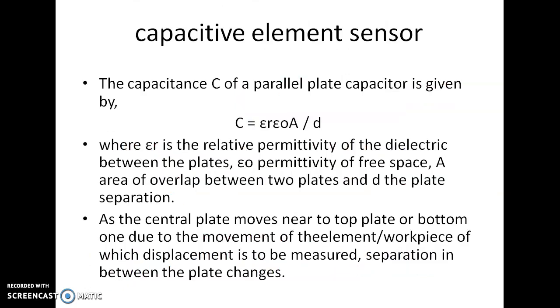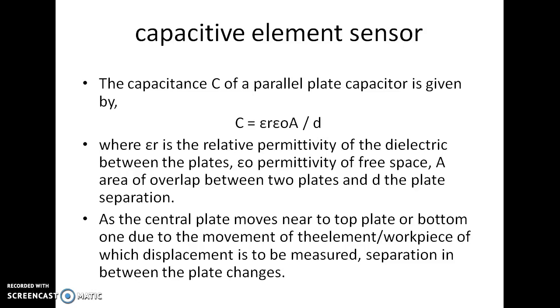The capacitance C of a parallel plate capacitor is given by C equal to epsilon r into epsilon 0 into A by D, where epsilon r is the relative permittivity of the dielectric between the plates. Epsilon 0 is permittivity of free space. A is the area of overlap between two plates and D is the plate separation or distance between the plates.